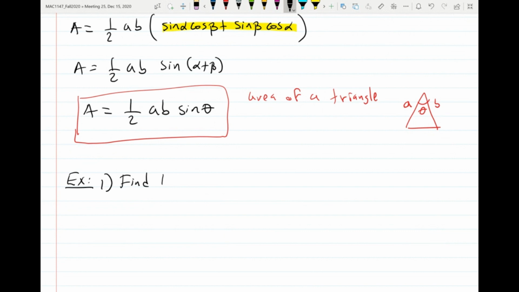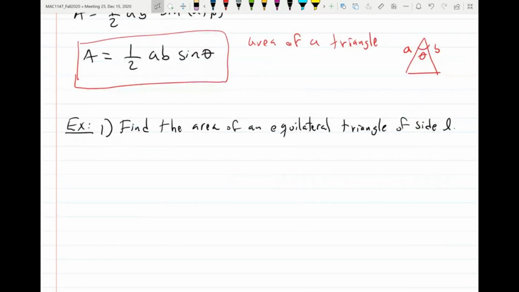Find the area of an equilateral triangle of side L. Remember, equilateral means that all the sides are the same. So if you have a triangle, this is L, L, and L. We would like to find the area of this.